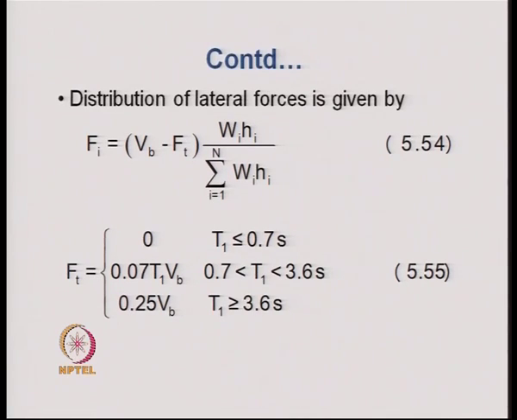Otherwise for the time period up to 3.6 second, the value of VB remains nearly equal to VB. Up to 0.7 second it is exactly VB, and up to 3.6 second there is a slight reduction in the value of VB, and VB we calculate with the help of the seismic coefficient method, that is multiplying the total weight of the building by the seismic coefficient.